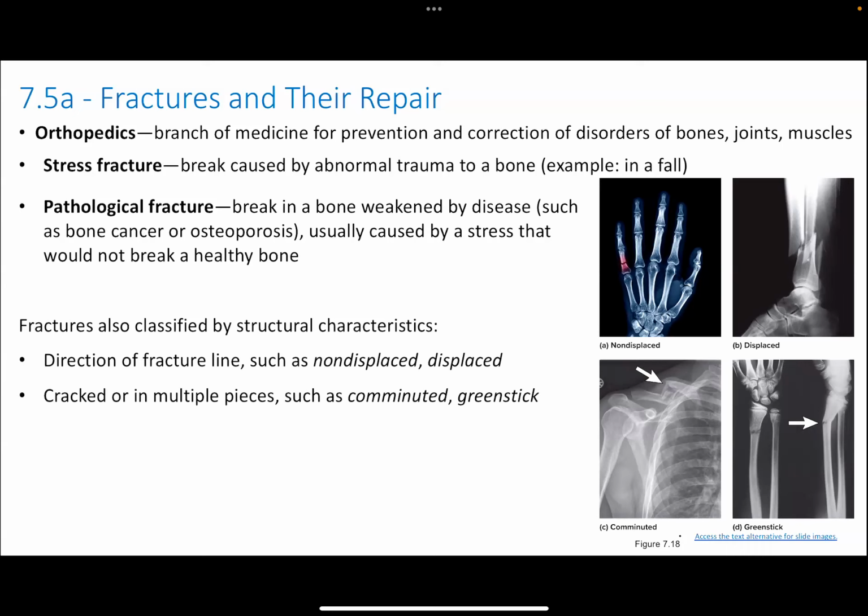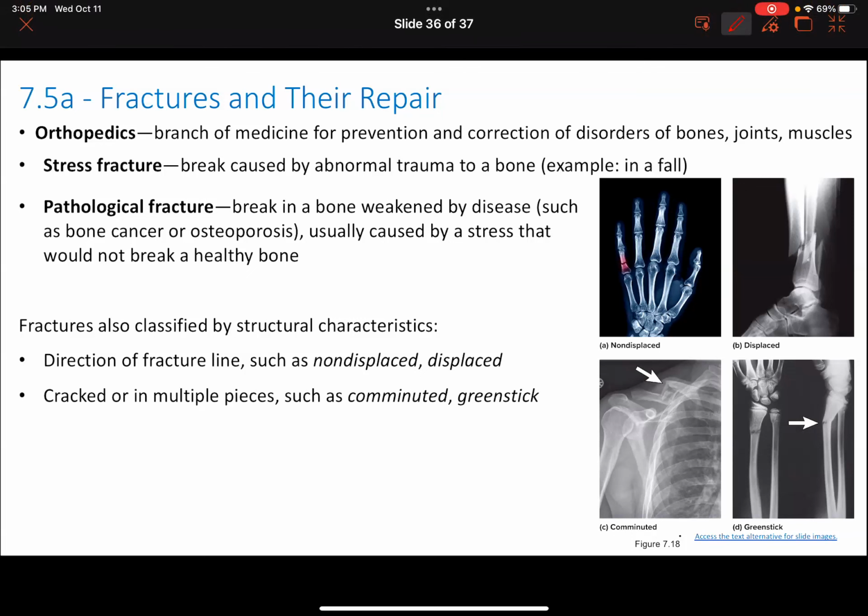Fractures can also be classified in a bone based on structural characteristics. So if the fracture line is in a certain direction, then it can be categorized based on that. Here in the top left, we see a non-displaced fracture line. In the top right, we see a displaced one. You can see where that fracture line is completely displaced at an angle there.